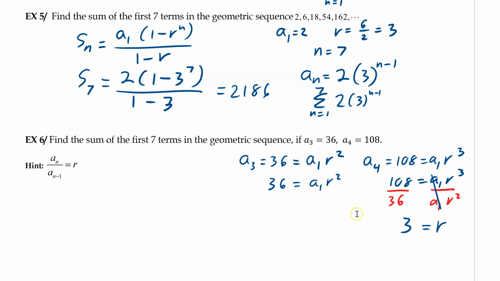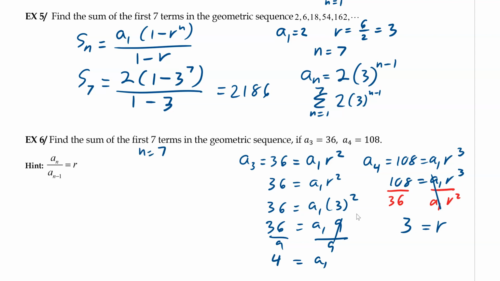So now if we take this, 36 equals a sub 1 r squared, and we plug in our 3 squared, we now have an equation that we can use to find a sub 1, which is 4. So now we have a sub 1. We know our n equals 7. We can find everything we need. So a sub 1 is 4, times 1 minus 3 to the 7 over 1 minus 3. We plug that into our calculator.